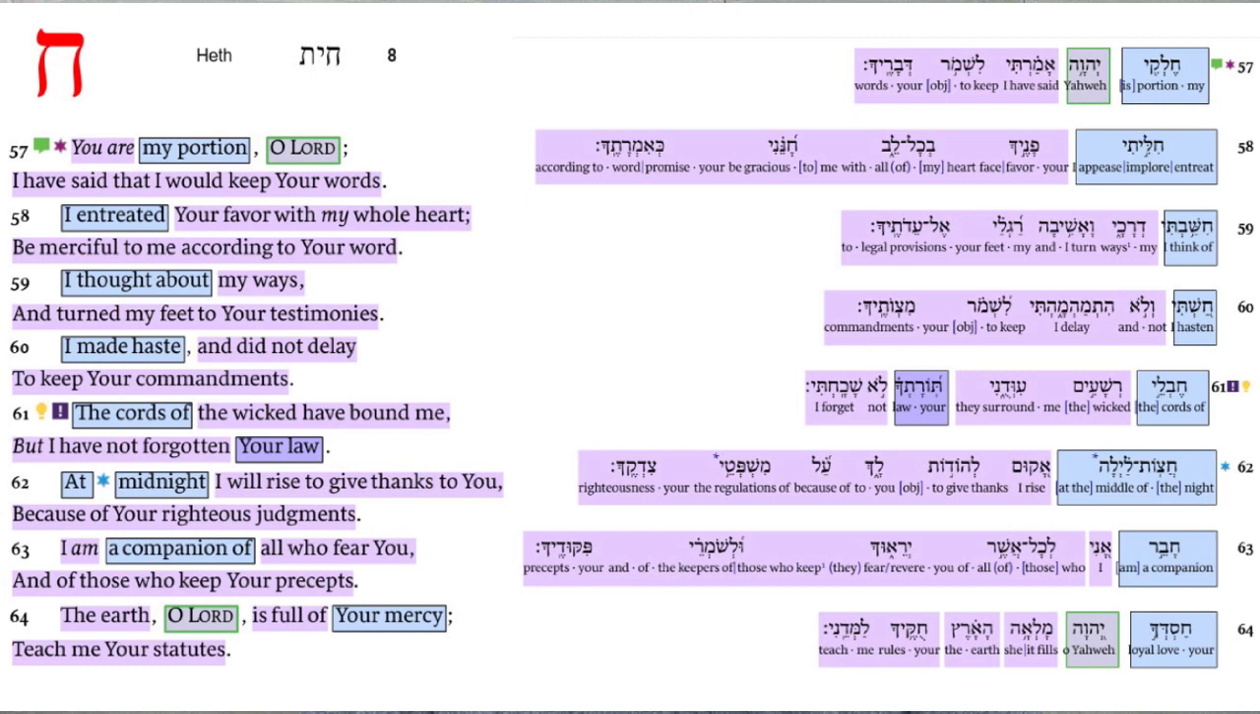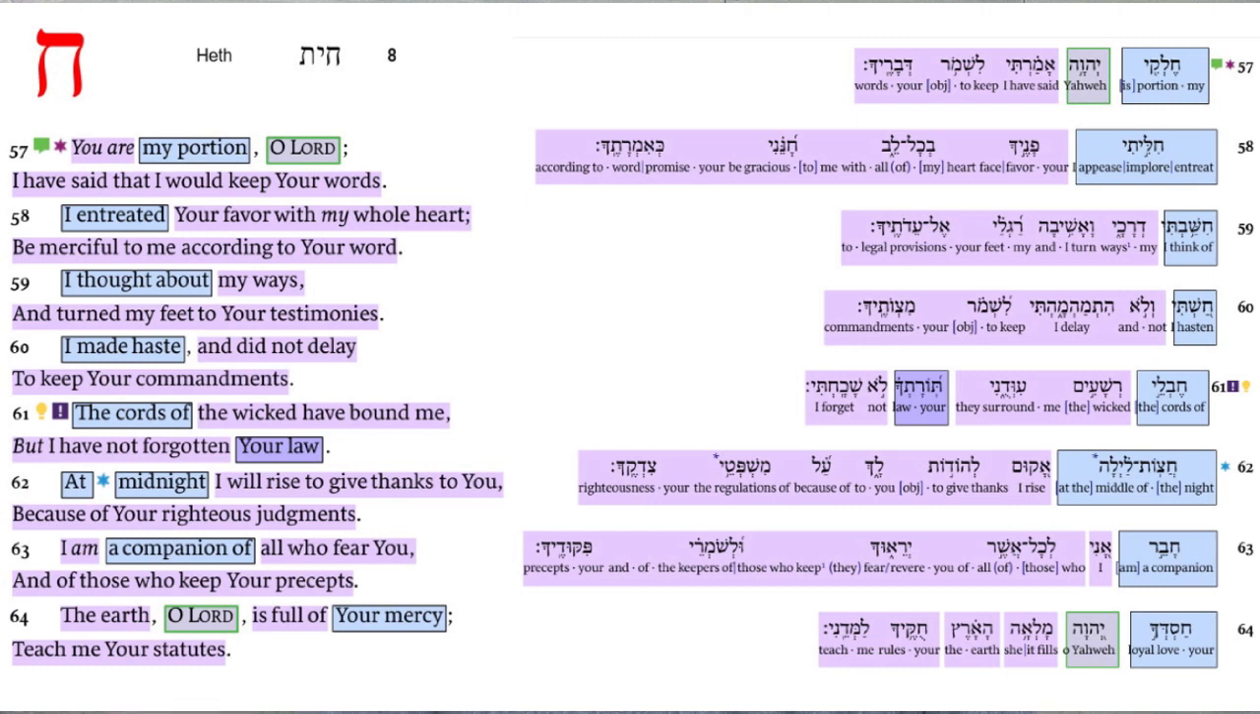The cords of the wicked have bound me, but I have not forgotten your law. At midnight I would rise to give thanks to you because of your righteous judgments. I am a companion of those who fear you and those who keep your precepts. The earth, O Lord, is full of your mercy, so teach me your statutes.